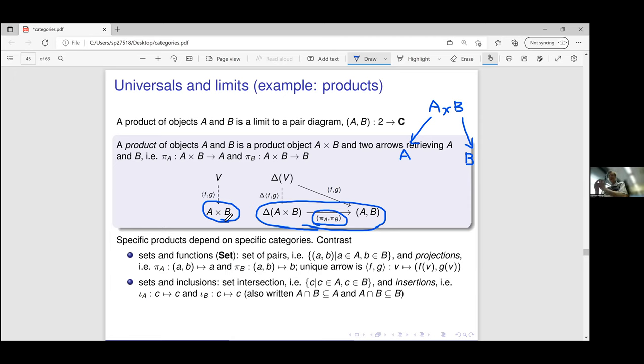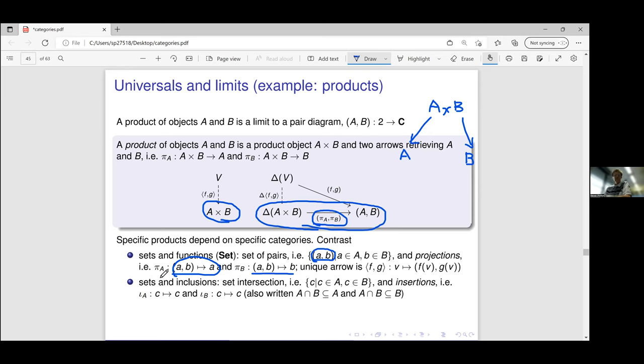Now, the critical thing is that this is the general definition. It has to be made specific by setting the particular category. So, for example, in the category of sets and functions, the limit, or the product of two sets, is just their Cartesian product, i.e., all pairwise combinations of the elements from the two sets, and the two projections just retrieve the first and the second element. And that all comes together in this general situation.